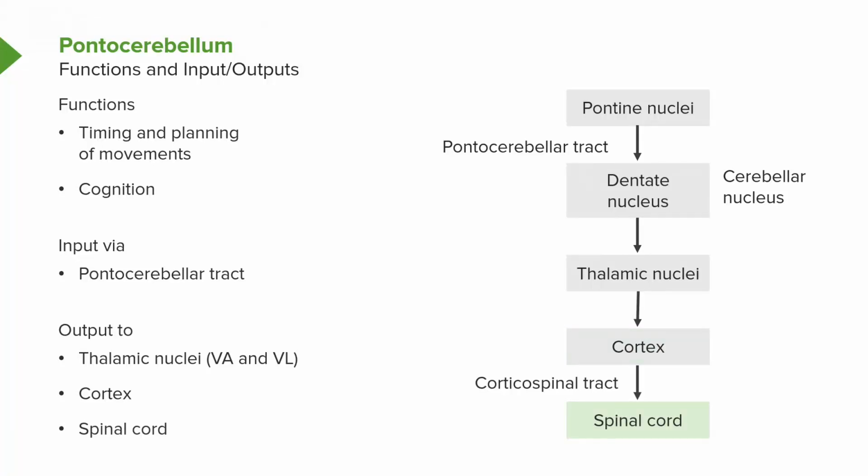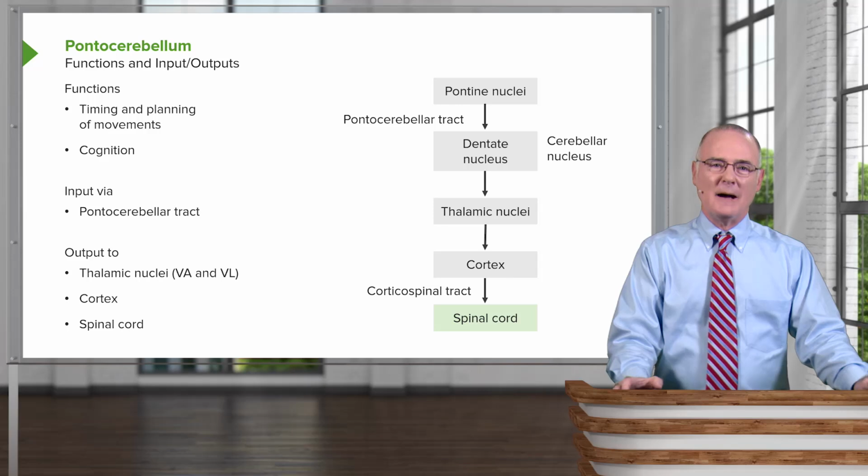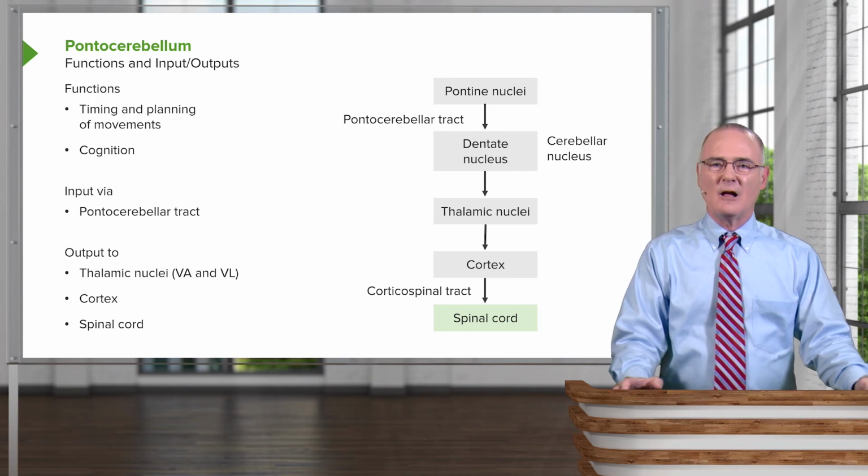And then once those are stimulated, the axons from the upper motor neurons would travel down the corticospinal tract within the spinal cord to then excite lower motor neurons at the appropriate spinal levels.